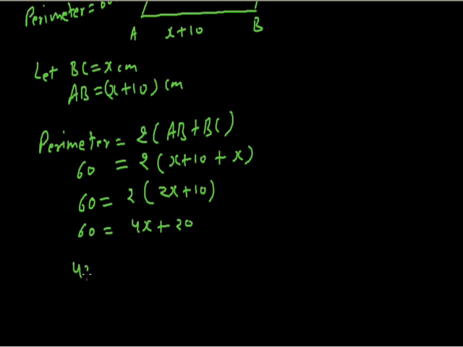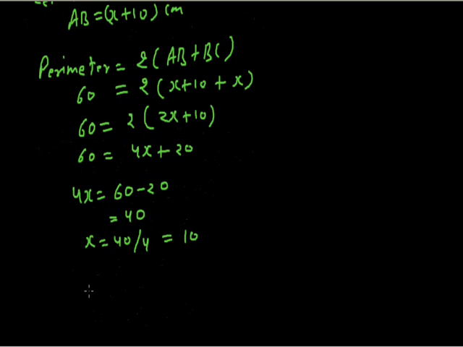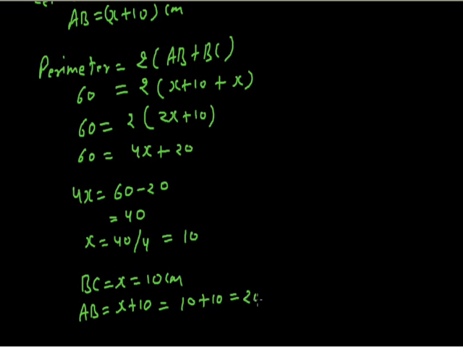So 4x equals 60 minus 20, that is 40. So x equals 40 divided by 4, which is 10. So x is 10. It means the side BC is x, that is 10 centimeter, and the side AB is x plus 10, that is 10 plus 10, that is 20 centimeter.